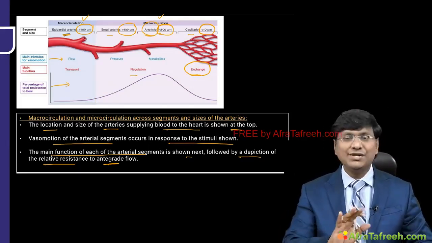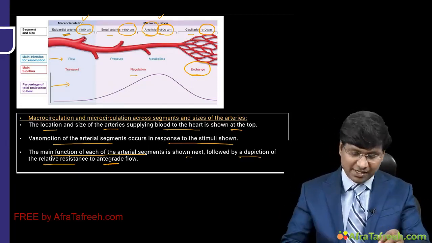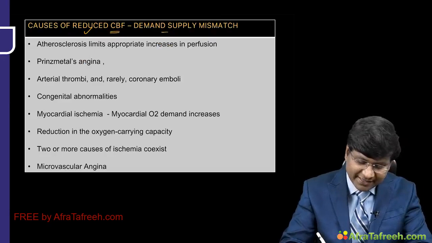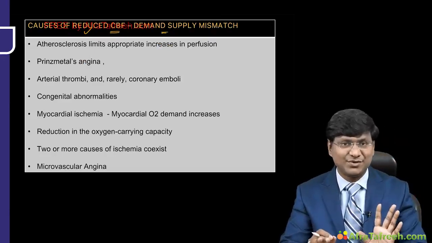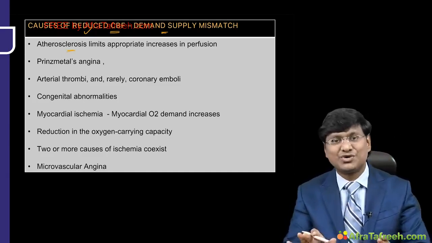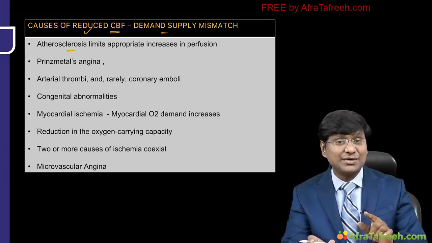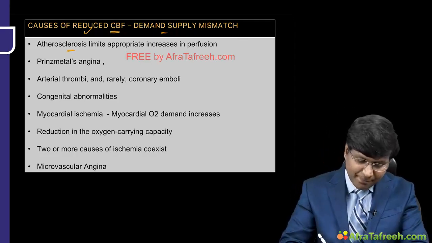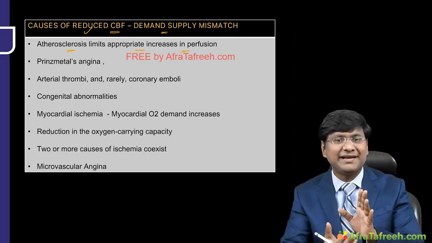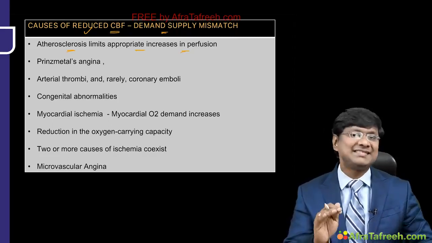Now, this is what is normal, what we have discussed now. So now let me tell you the various causes of reduced coronary blood flow, and thereby demand and supply mismatch. The first important reason is atherosclerosis. That is the most common cause. By reducing the lumen of the coronary arteries, atherosclerosis limits the appropriate increase in perfusion. So thereby the demand is more and the supply is less.